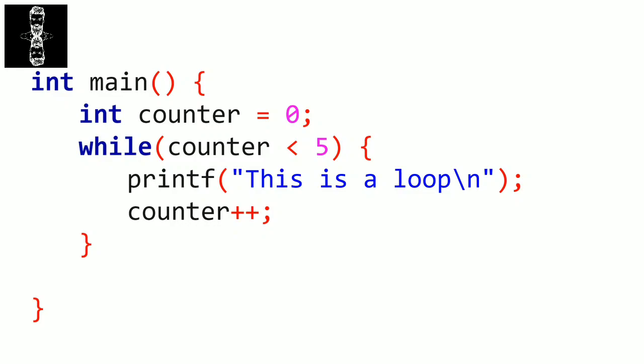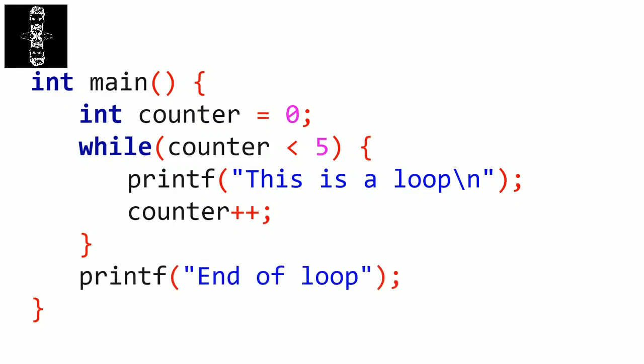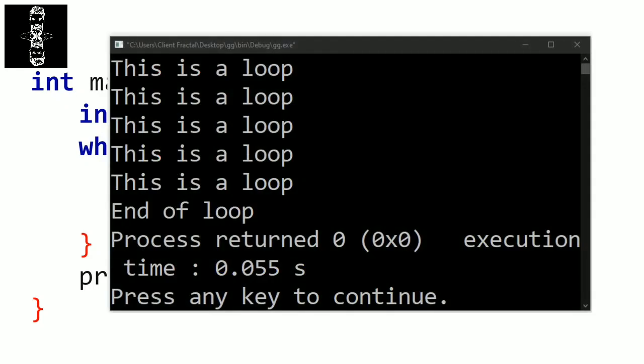We can also print that the loop is ended after it. And now let's execute to see the result. As you can see, we looped 5 times, and if we decide to see the value of the counter after the loop, it will be 5.